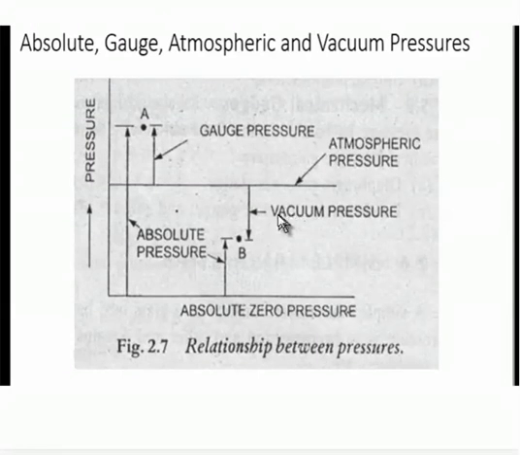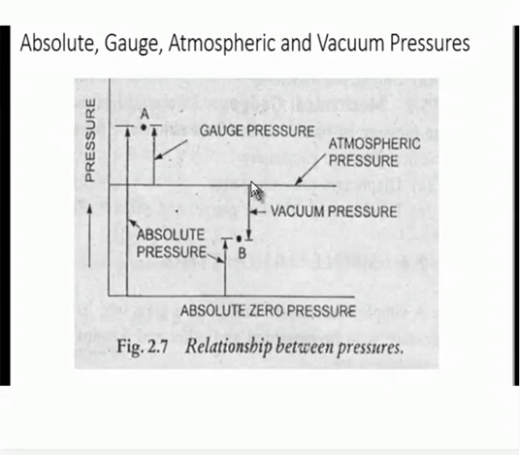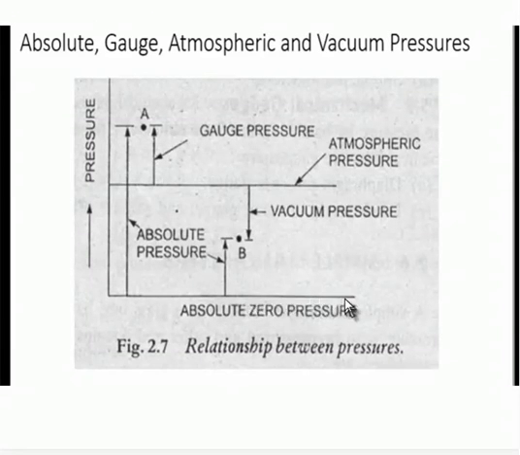Vacuum pressure is defined as atmospheric pressure minus absolute pressure. Atmospheric pressure minus absolute pressure will give the vacuum pressure here. Vacuum pressure is equal to atmospheric pressure minus absolute pressure, if you take the absolute zero pressure line as the reference line.